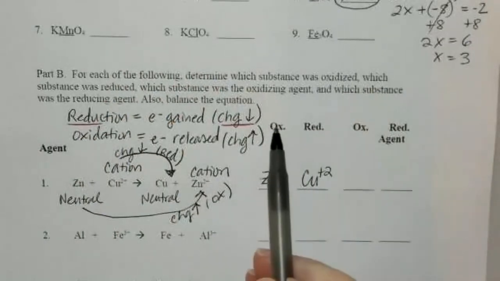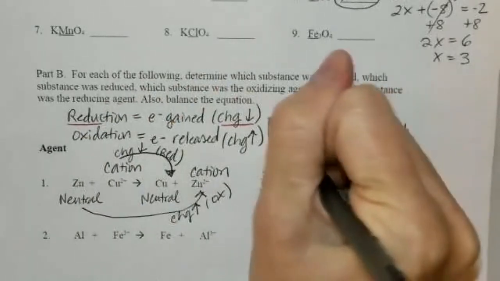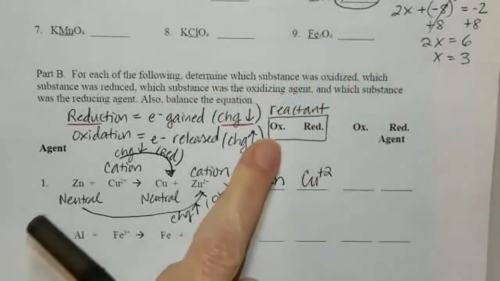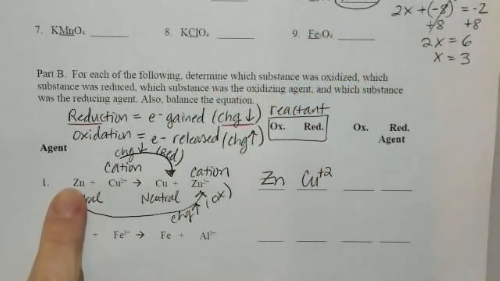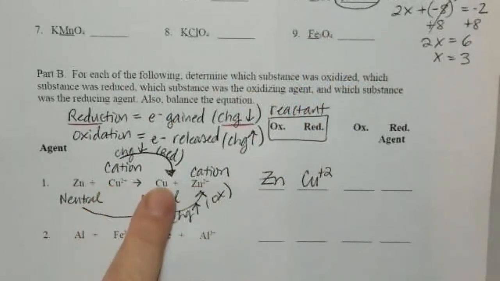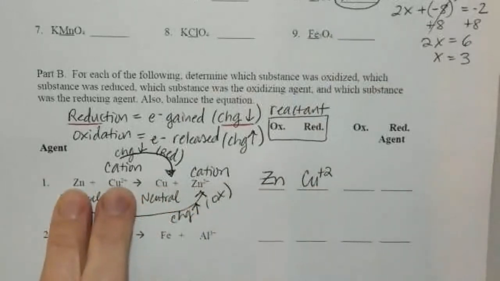So when we are identifying what is oxidized and what's reduced, this is always going to be from the reactant side. So we're labeling the species on the reactant side of the equation. So zinc is oxidized because the charge goes up. Copper is reduced because the charge went down. So those are my 2 reactants that I started this equation with.